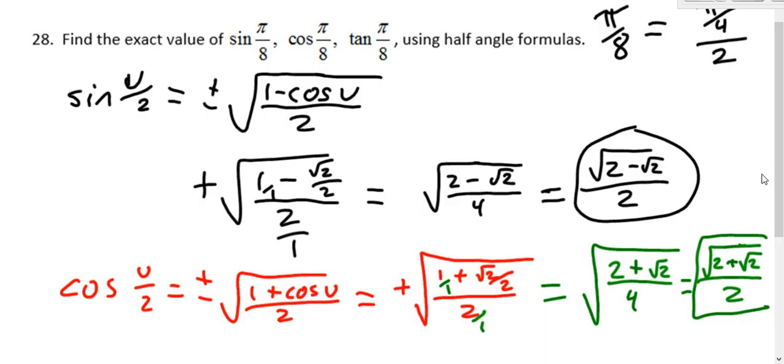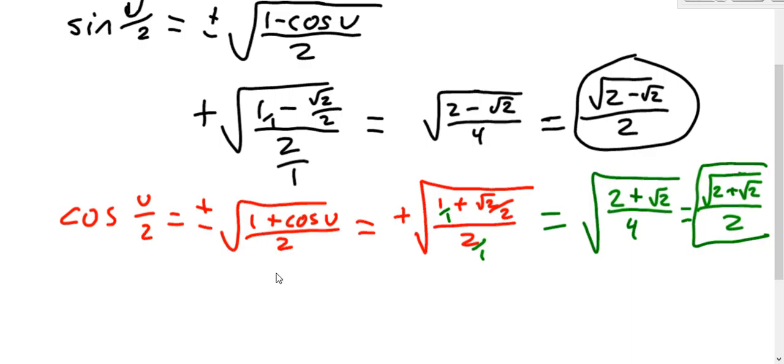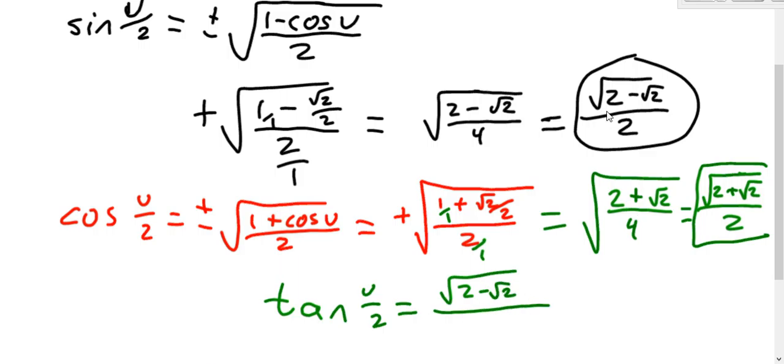And then at this point, since you've already done sine and cosine, the easiest thing for tangent, we just take sine over cosine because that's what tangent is, rather than doing the formula again. It'll be sine, which is square root 2 minus square root of 2. And then the 2's in the denominators are going to cancel out. So it'll just be over the square root 2 plus square root of 2.